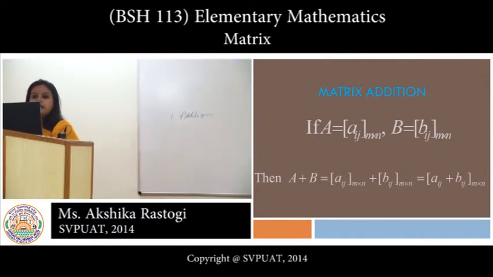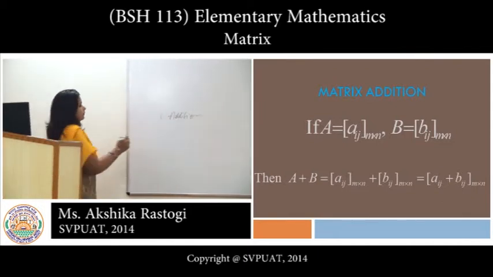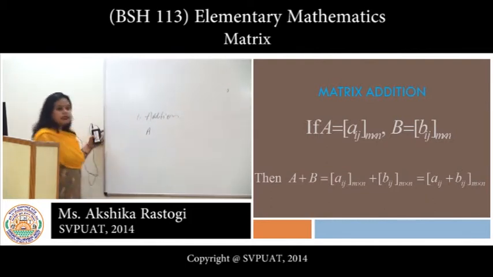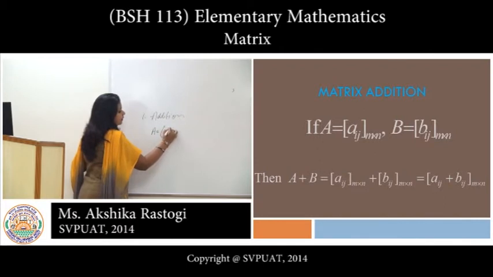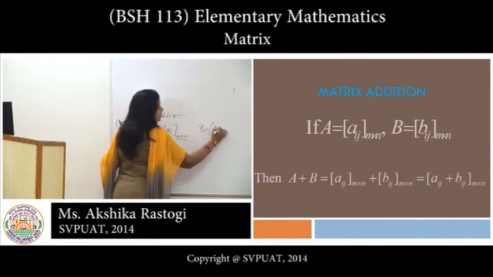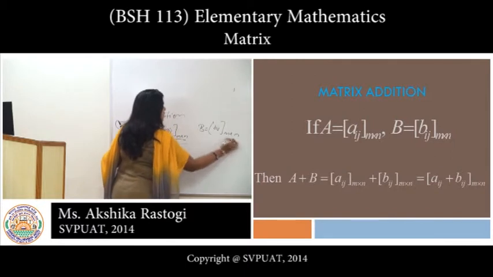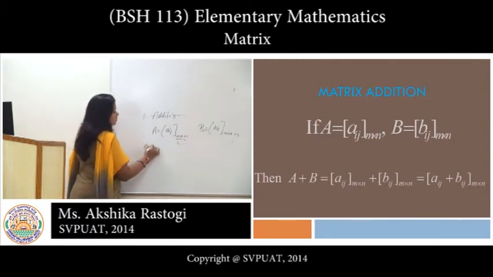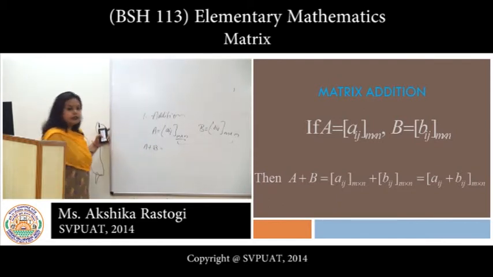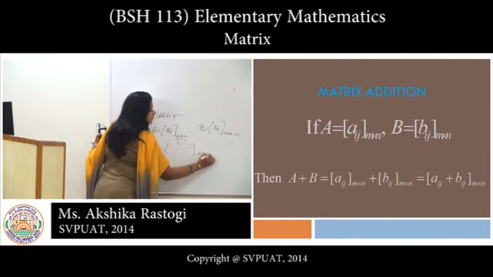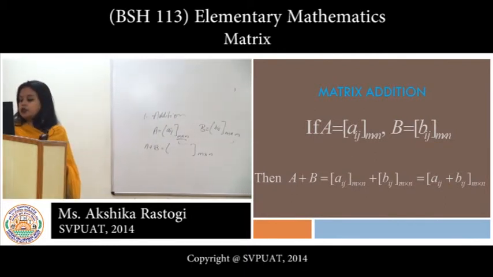Addition means obviously we are adding two matrices, but there is a condition for adding them. The condition is that their order should be the same. Only those two matrices can be added to each other if they are of the same order. Suppose we have matrix A with elements Aij of order m cross n, and B with elements Bij of the same order. The condition is fulfilled, so we can add A plus B, and the order will remain the same, m cross n.